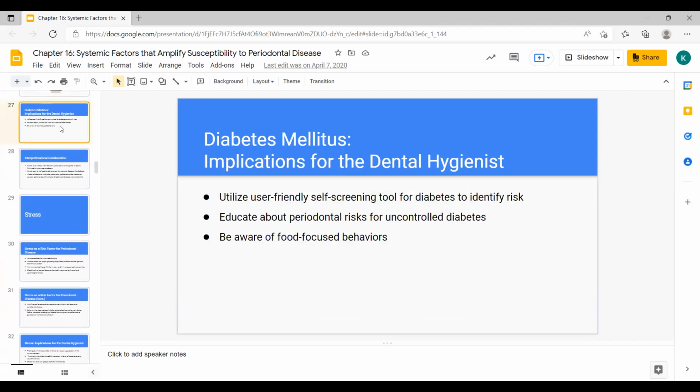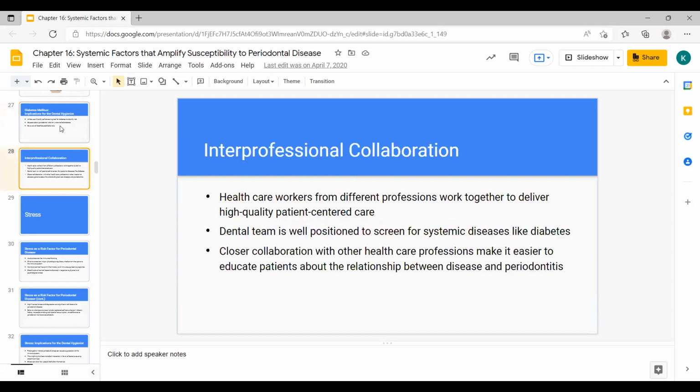So, implications for the dental hygienist. Utilize user-friendly self-screening tools for diabetes to identify risk. Educate about periodontal risks of uncontrolled diabetes, and be aware of food-focused behaviors. Interprofessional collaboration: healthcare workers from different professions work together to deliver high-quality, patient-centered care. The dental team is well positioned to screen for systemic diseases like diabetes. Closer collaboration with other healthcare professionals makes it easier to educate patients about the relationship between disease and periodontitis.